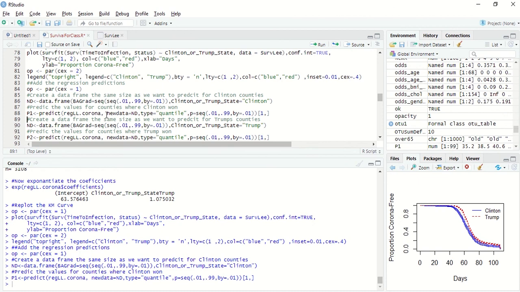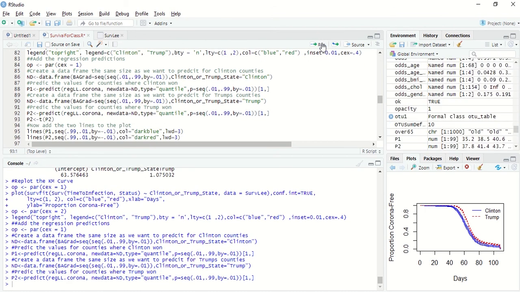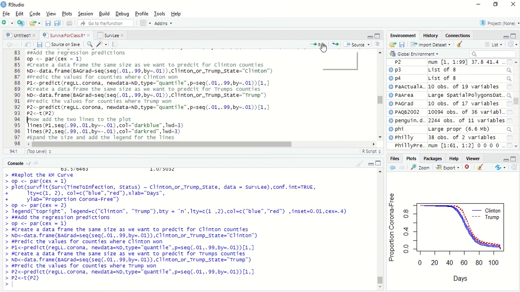And then we predict based on the model that we have, which is the Log-Logistic, and we predict that for Clinton. Which we just did, and then we recreate the data frame with Trump in it, and then we set our predictions for Trump, and that's P1 and P2. So we use the predict command. This is the object, which is the regLL corona, which is our Log-Logistic model to fit the corona equation. The data we want to predict on, it's a quantile type. There's our Y variable.